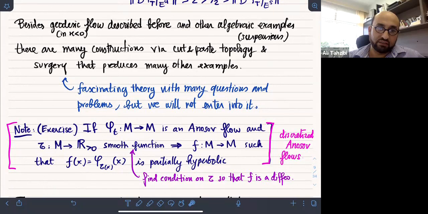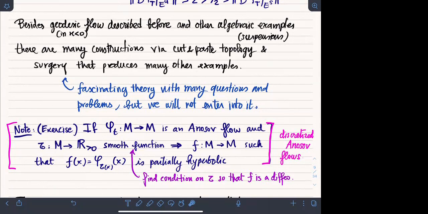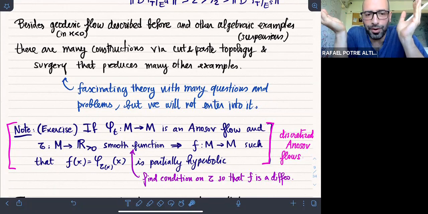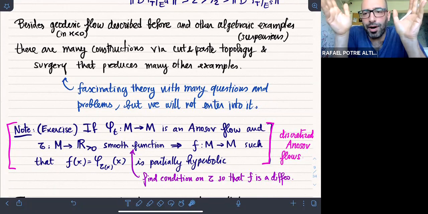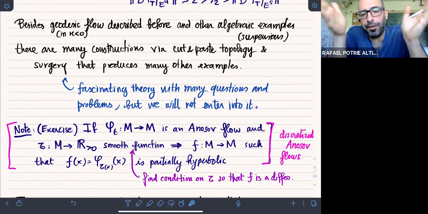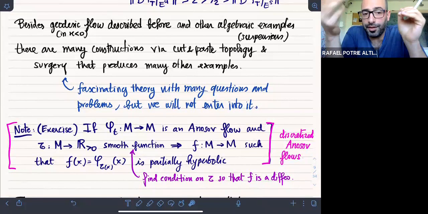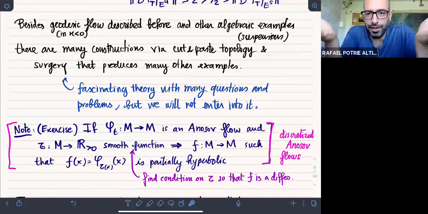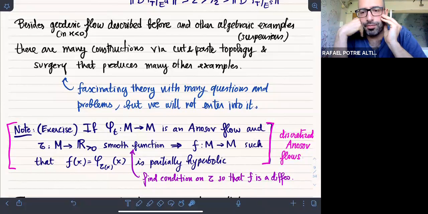Sorry, Rafael. Why is tau not constant? If it's constant, it's okay. But first, the exercise has two parts. First, find a condition on tau so that f is a diffeomorphism. And the second one is to show that if tau satisfies this condition, then f is partially hyperbolic. If it's constant, it's a much easier exercise.